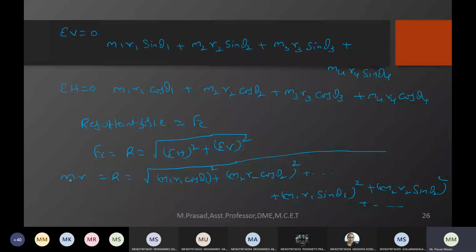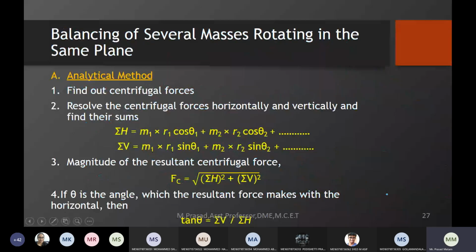Now, sir, the horizontal forces whole square. Yes, sigma H whole square, then plus sigma V whole square. We will get m1 r1 cos theta 1 plus m2 r2 cos theta 2, then the whole thing squared. Sorry, I have done it separately here. No problem. This is how I have to do it. The sum of all the horizontal forces should be equal to 0, and the sum of all the vertical forces should be equal to 0. Okay, let me use one more slide.